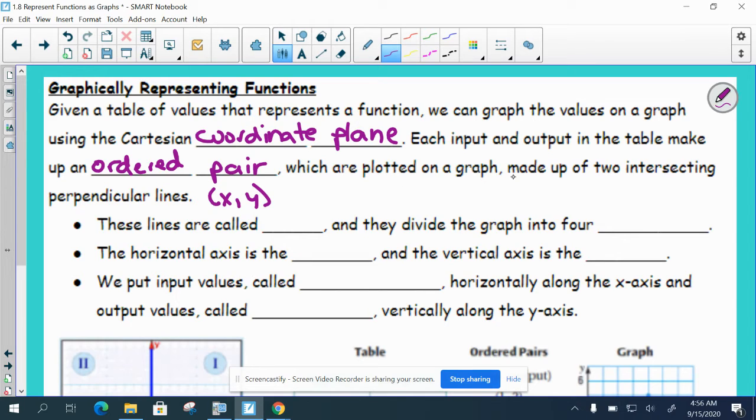Then they are plotted on a graph made up of two intersecting perpendicular lines. These lines are called axes, and they divide the graph into 4 quadrants. The horizontal axis is the x-axis, and the vertical axis is called the y-axis.